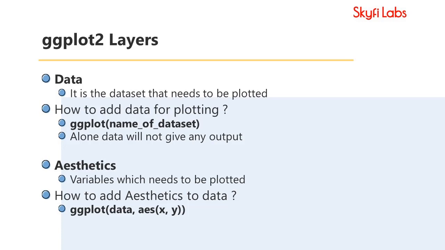The next layer is aesthetics. Aesthetics contains the data that we can see on the graph. It can be variable, the color of the graph, design of graph, etc. We can add aesthetics to the same line ggplot, having data with aesthetics, denoted as aes, having arguments like a variable for x and y axis. It is very important to declare the data for each axis to get a plot.